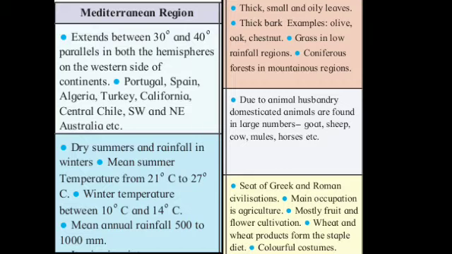Extends between 30 degree and 40 degree parallels in both hemispheres on the western side of continents. Portugal, Spain, Algeria, Turkey, California, Central Chile, Southwest and Northeast Australia, etc. Dry summer and rainfall in winter. Mean summer temperature from 21 degrees Celsius to 27 degrees Celsius. Winter temperature between 10 degrees Celsius and 14 degrees Celsius. Mean annual rainfall 500 to 1000 mm.